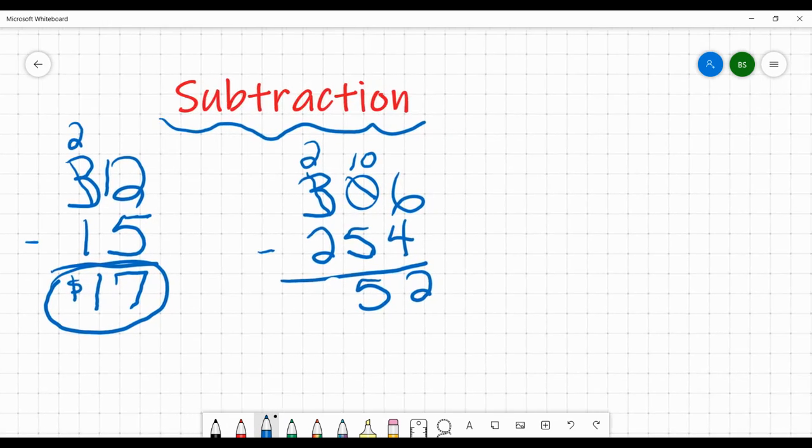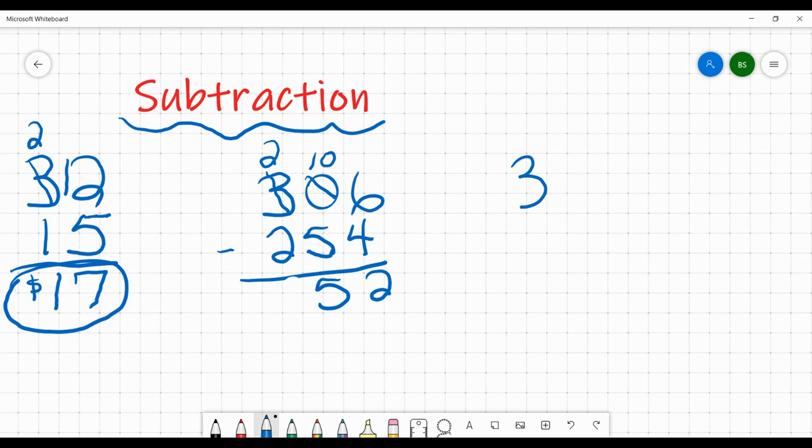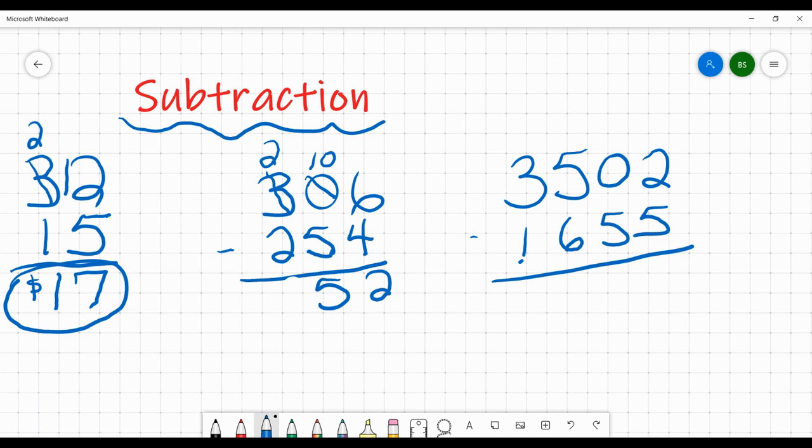Okay, let's try one more quick problem. Let's go a little bit bigger with 3,502. And let's subtract 1,655. Okay, we've got four digits, of course. We've got our ones, tens, hundreds, and thousands. Okay, so let's take a quick look. Let's start in the ones column again, like we always do.